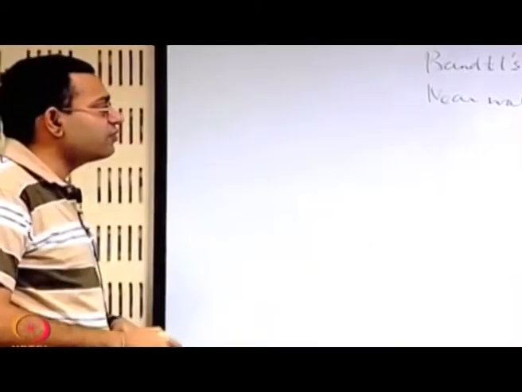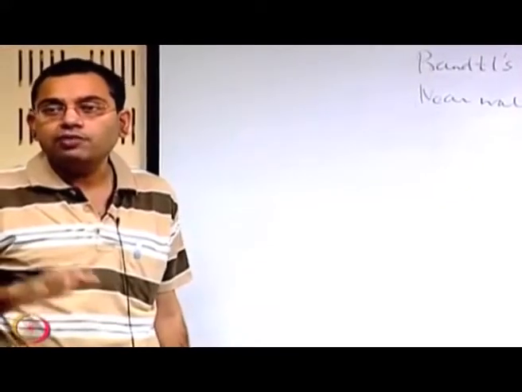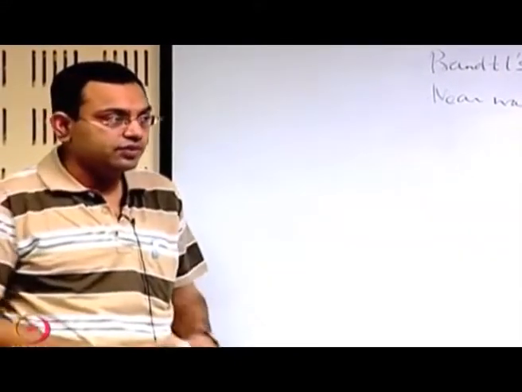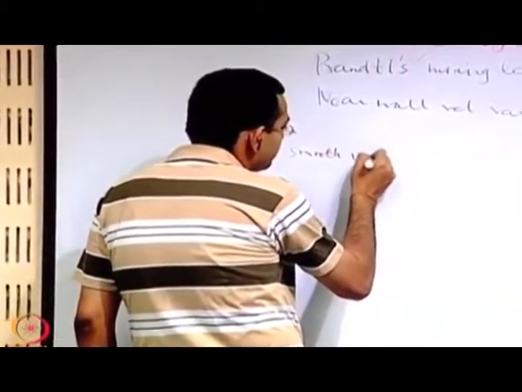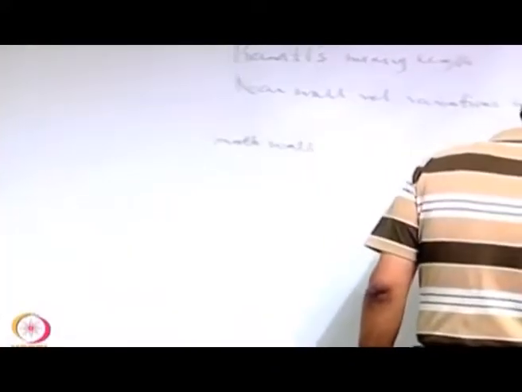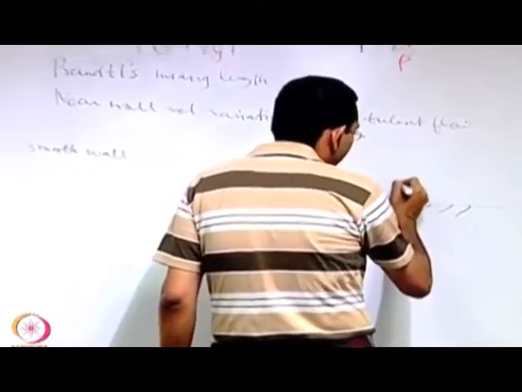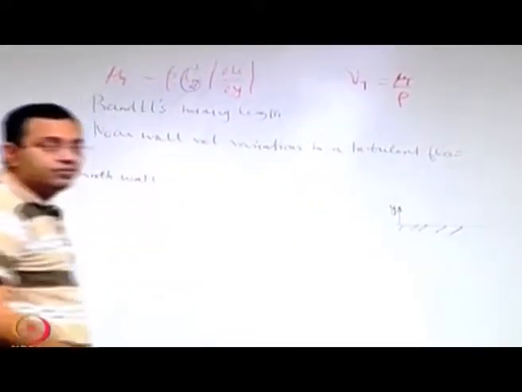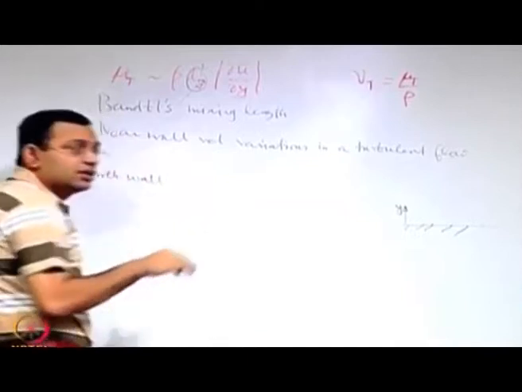So, if you are having a smooth wall, let us see what are the important velocity scales and important length scales very close to the wall. So, let us say that you have a smooth wall. Let us try to draw a physical picture: you have a wall, fluid flow is taking place over it, and the coordinate normal to the wall into the fluid is y. So, very close to the wall, the effects are virtually laminar.